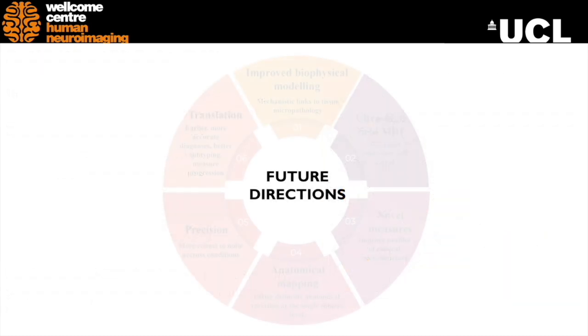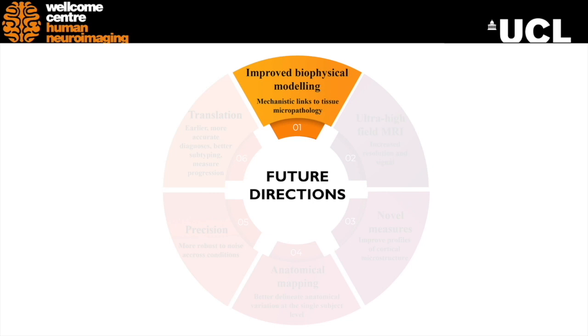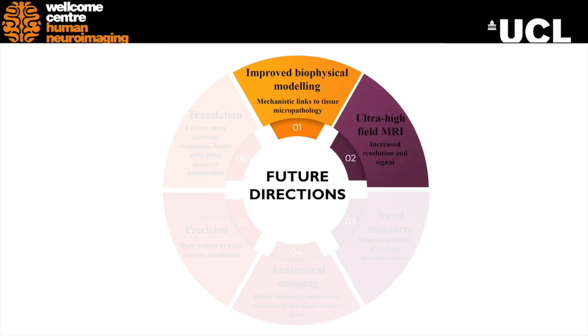So before I finish, I just want to touch upon future directions in this field. We will have heard from other speakers at this conference, such as Nicholas Weiskopf, how improvements in the biophysical modelling process are providing better mechanistic links to the tissue micropathology. Leveraging these techniques using ultra-high field MRI, so 7T and higher, will allow us to go to even higher resolutions and boost the signal that we're able to gain.